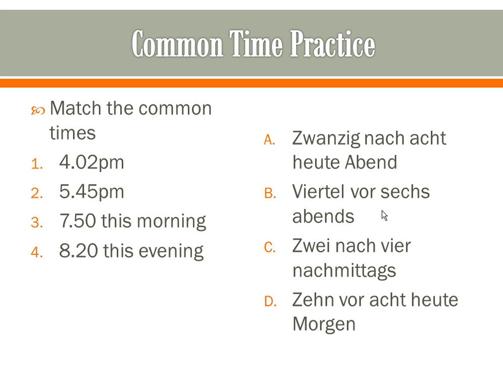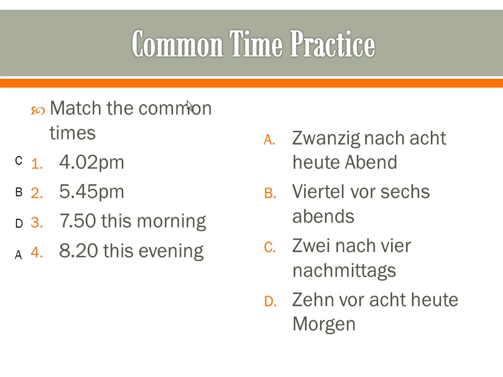Viertel vor 6 abends. Well, viertel, we just learned, means quarter. Quarter before 6. The only time that makes sense for is number 2. So here are our answers to all of them.